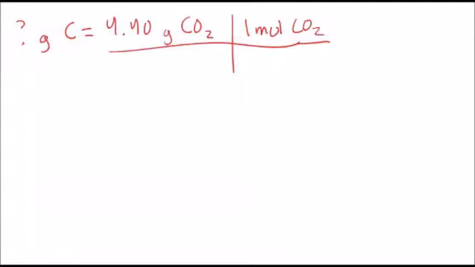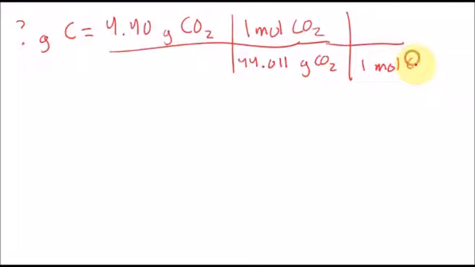So 44.011 grams of CO2. Okay, so grams of CO2 will cancel out with grams of CO2. From here, we know that since the formula of CO2 is CO2, 1 mole of CO2 is going to have 1 mole of carbon. Okay, because let's think about it. If you have 1 molecule of CO2, within that you're going to have 1 atom of carbon. So in the same way, if you have 1 mole of CO2, you're going to have 1 mole of carbon.